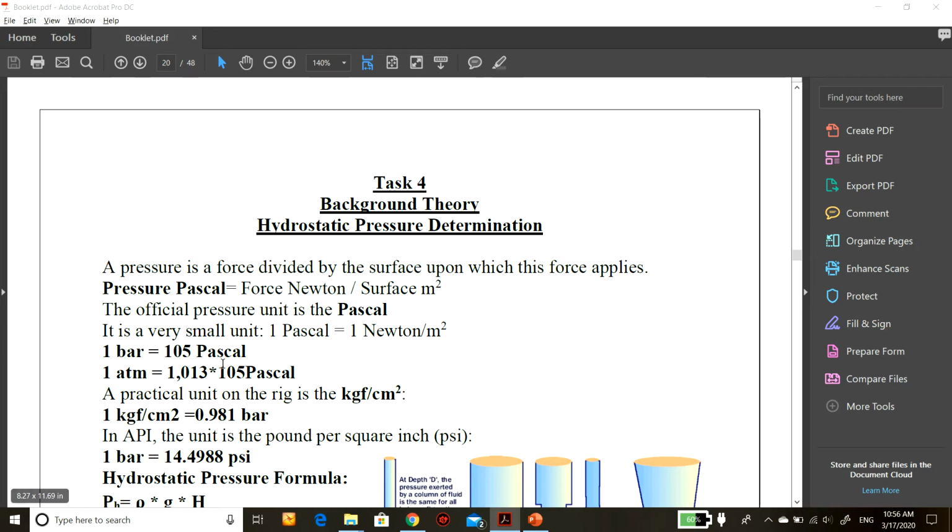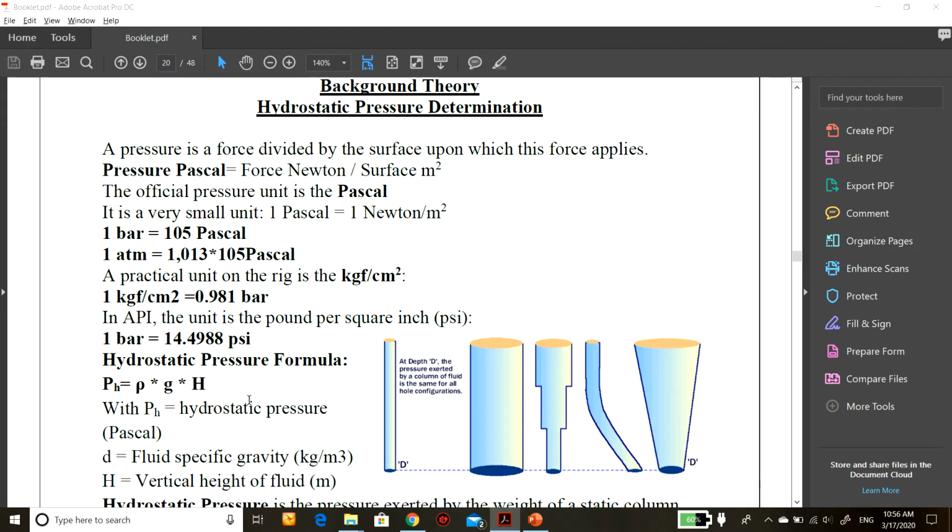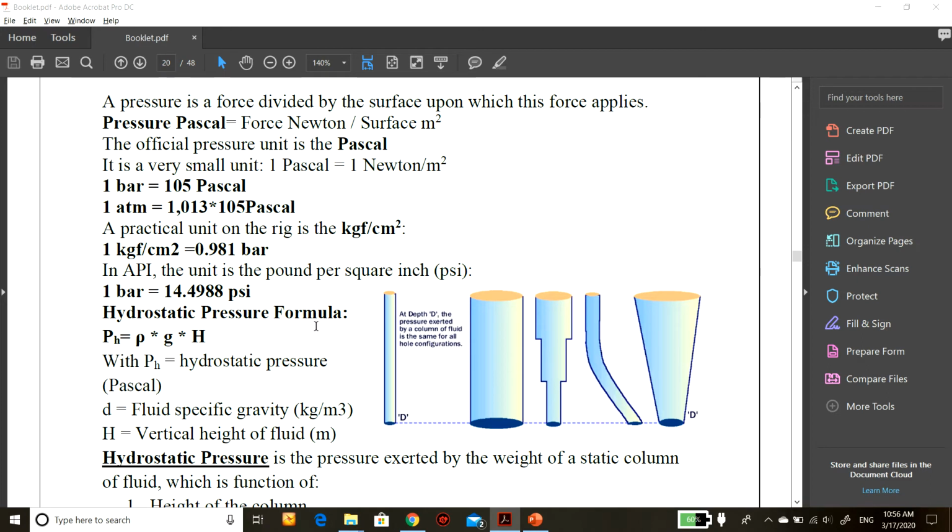We have some conversions for units, like from bar to Pascal, and from atmospheric pressure to Pascal. In the API standard unit, PSI is the standard one. So the main concept is that hydrostatic pressure is equal to rho times g times h, where rho is the fluid density, g is the gravitational acceleration, a constant 9.8, and h is the vertical height of the fluid.